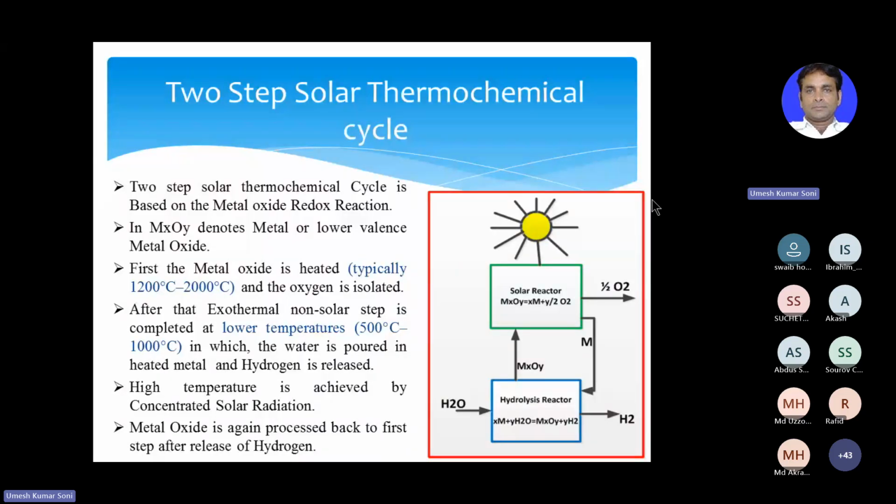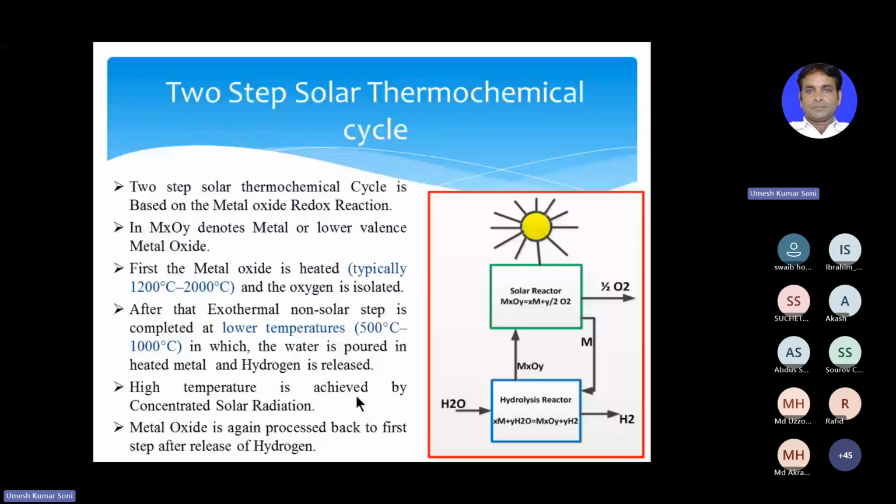When it is reacted with the water, there is formation of metal oxide and hydrogen together, as we can see here by the reaction shown in this block. So basically the solar is very important for this two-step thermochemical cycle. Also, we can use an alternative thermal system for generation of this high temperature. So in this way, we can get the hydrogen and oxygen, both gases.